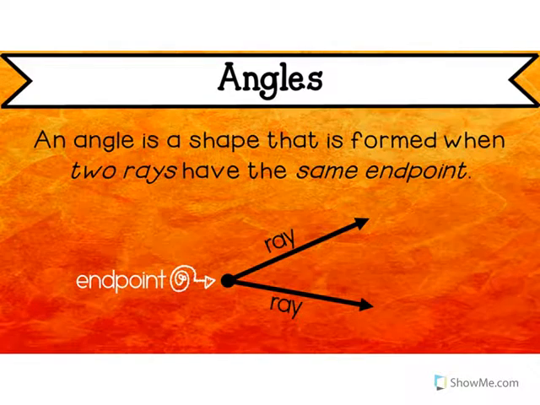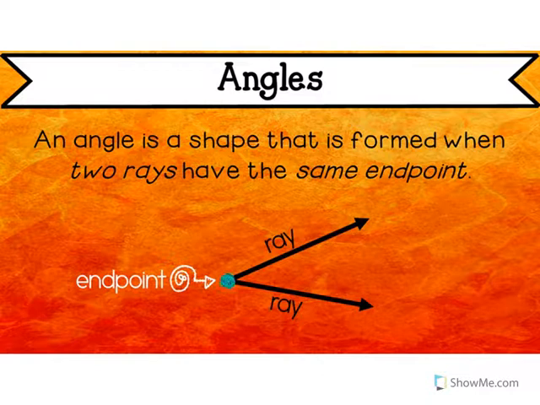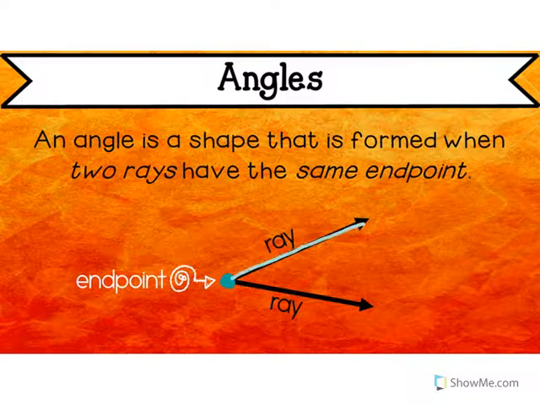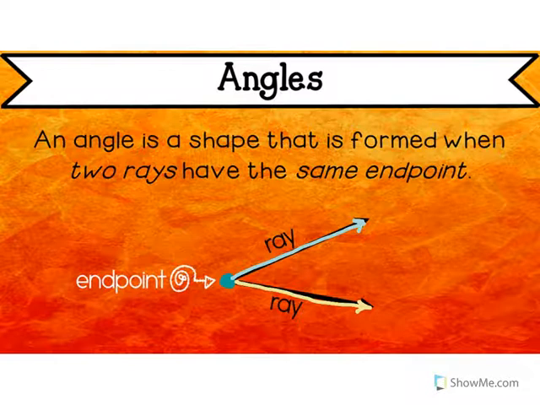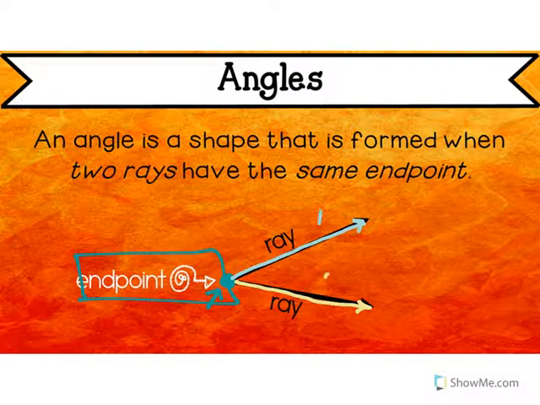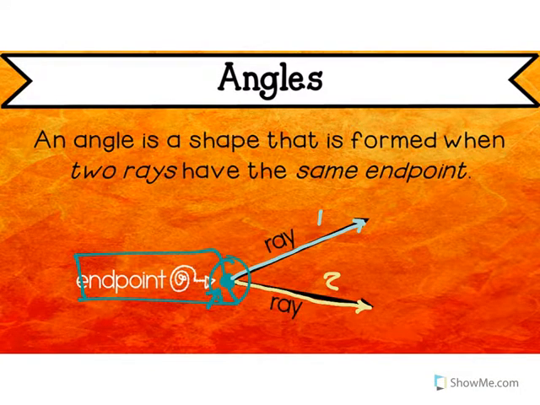So remember, an angle is an endpoint. There's one ray busting off this way like that. There's another ray coming off this way. They share the same endpoint. You can see that right there. But then there's 2 rays coming out of it. That is what an angle is. They're formed when you have 2 rays that come from the same endpoint right here.